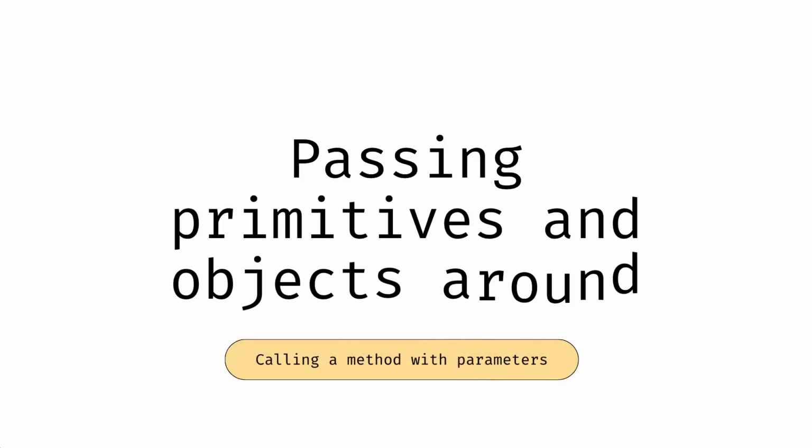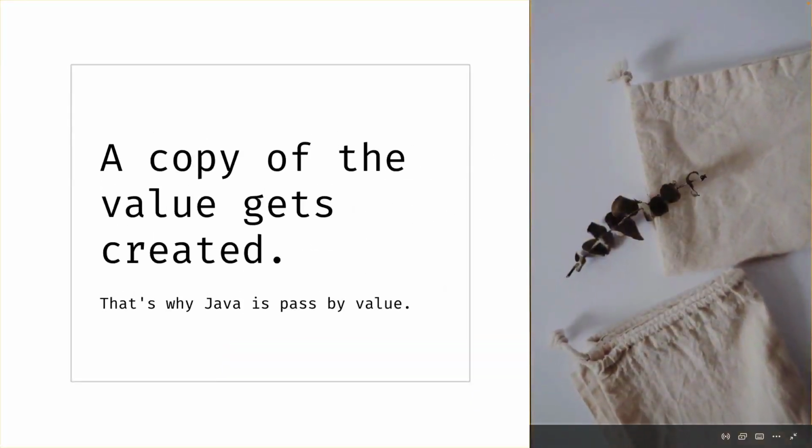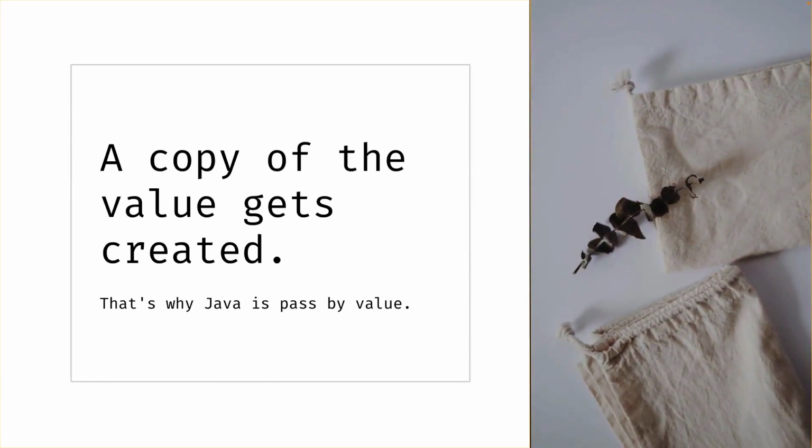When we call a function with input values, we are passing either a primitive or object to the function. When we pass values around in Java, for example as an argument of a method, a copy of the value gets created. This is why Java is pass by value. It means that copies get created when the values get passed around.